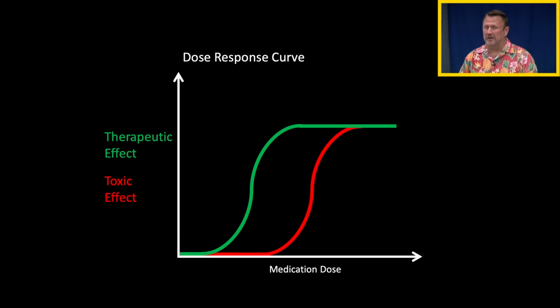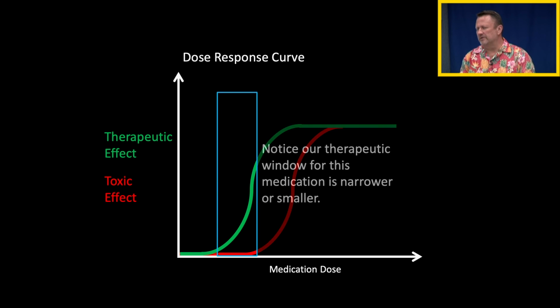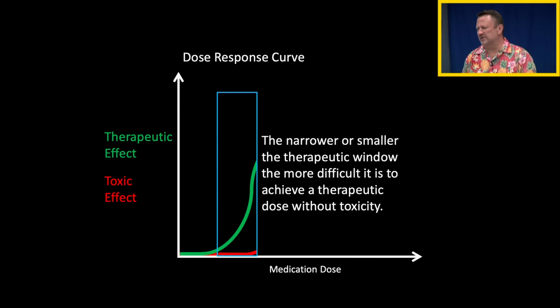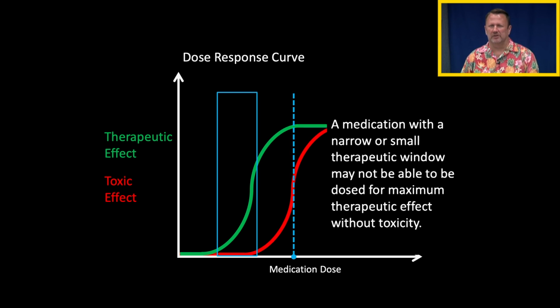Unfortunately, the near entirety of drugs that we're going to deal with in this course are not considered safe medications because they have a narrower therapeutic window. Right? So here our therapeutic window is smaller. And so in this case, we can reach pretty good effect with the dose of medication right in here, but we start adding more medication, we start getting more toxicity. And so the narrower, smaller the therapeutic window, the more difficult it is to achieve a therapeutic dose without toxicity. And so the narrower the therapeutic window, the more dangerous the medication is.